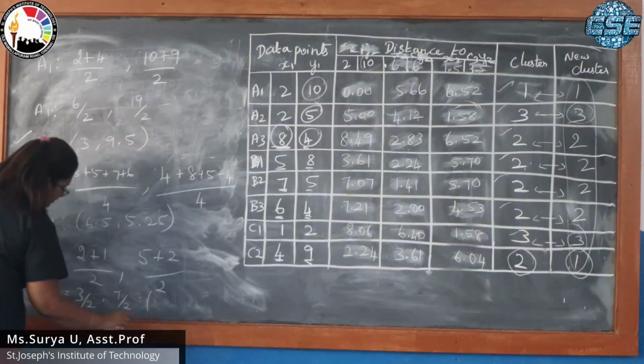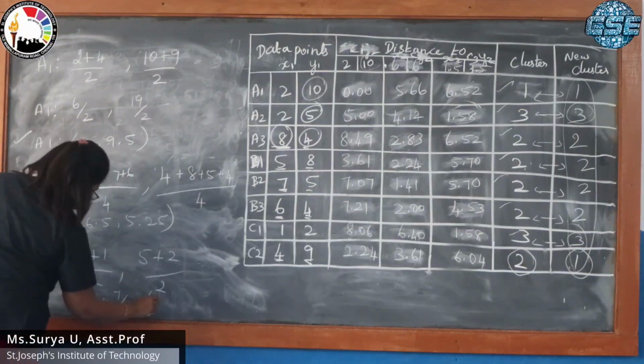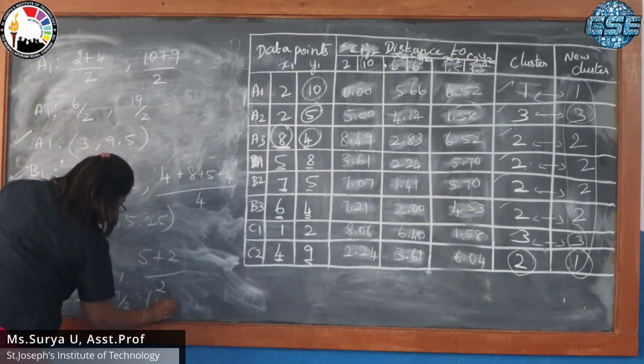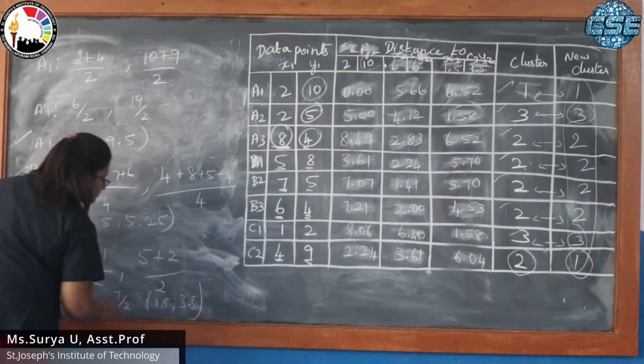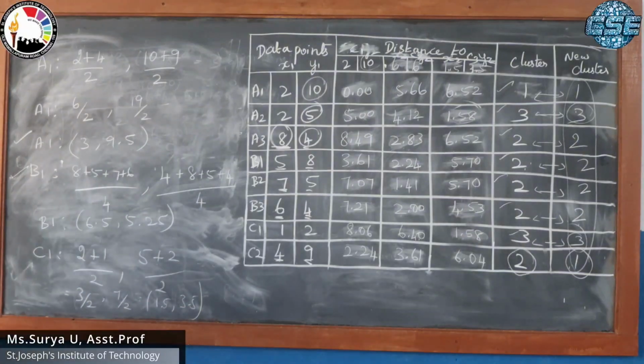What will you be getting? You will be getting 1.5 comma 3.5, right? This is your new centroid.